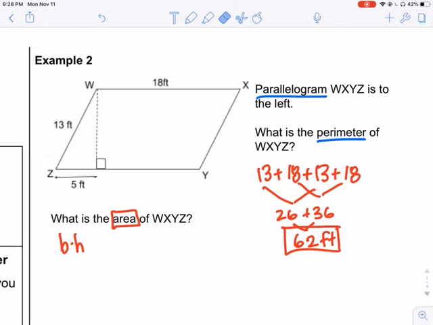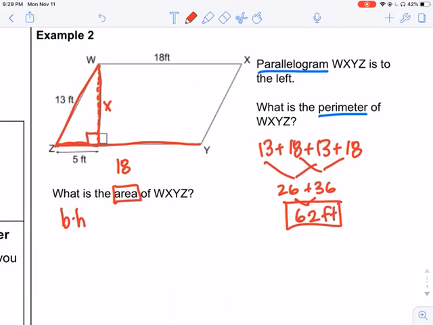So it's base times height, and we know the base is 18, because that's what the top is at the top there. We just need to know this section here. I can see that this is a right triangle, and the triangle is 5 by something, and it has a hypotenuse of 13. So I could use 5 squared plus x squared equals 13 squared.